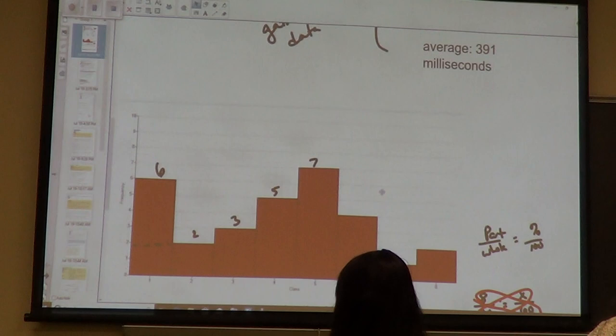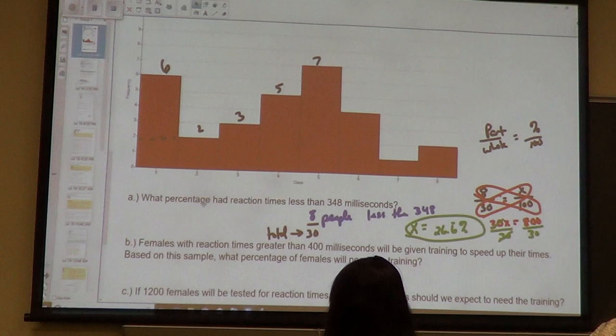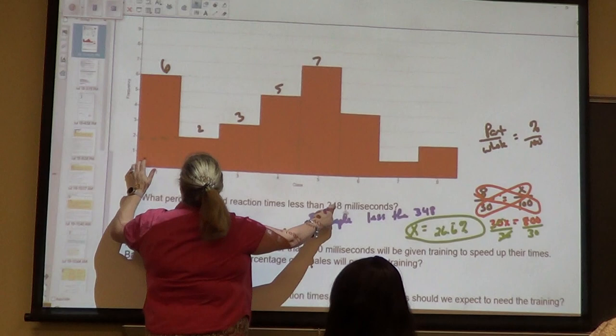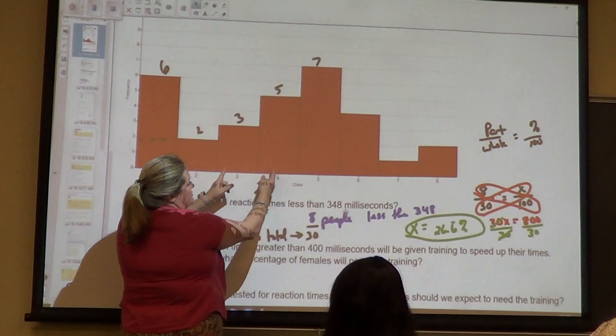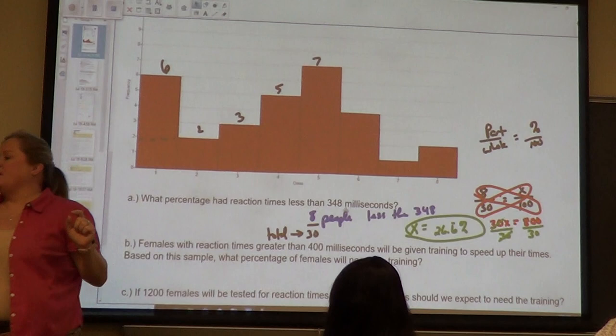Then we started at the end of class, and some of you were already in that blank stare, I'm already done with today. So I wanted to go back over it again. The first question says, what percent had reaction times less than 3:48? If I look at this one, I don't have 3:48 down here. I don't know what class one, class two and class three were, so this isn't going to help me much. I want to know what percent of the people had less than 3:48. So I'm going to look at the other two.